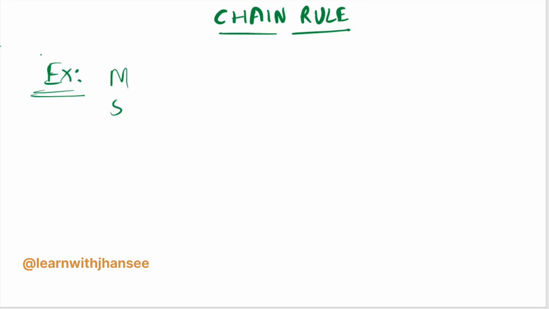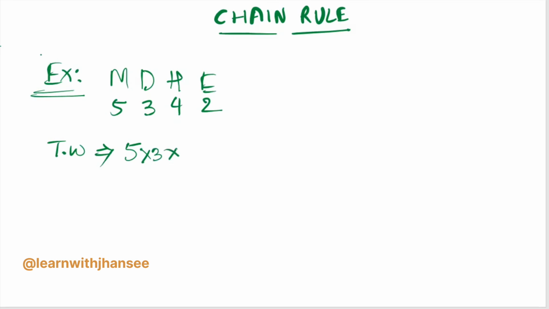5 persons, 5 members, are working to complete the entire work in 3 days, and every day they are doing 4 hours of work, and every hour their efficiency is 2. So how do you find the total work? You have to multiply all the components: 5 into 3 into 4 into 2. 5 into 3 is 15, 15 into 4 is 60, 60 into 2 is 120. So the total work is 120 units.